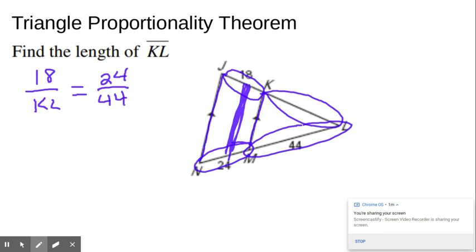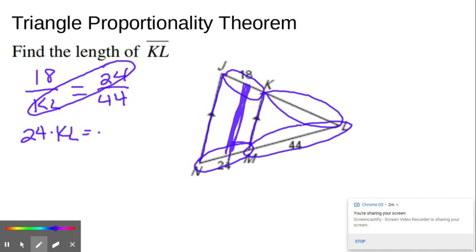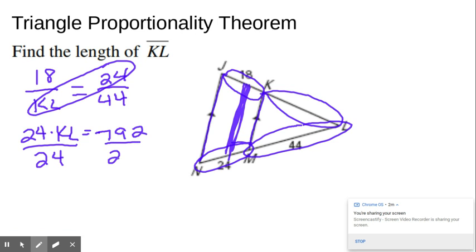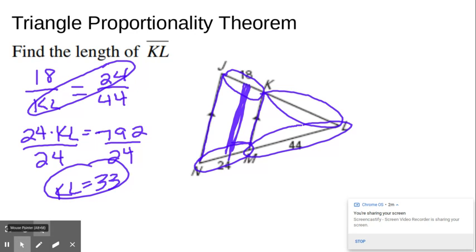Well, now we cross multiply. I know that 24 times KL is just 24 times KL. And then I need to take 18 times 44. 18 times 4 is 792. And then to solve, I divide both sides by 24. And I get KL equals 33. How about another one?